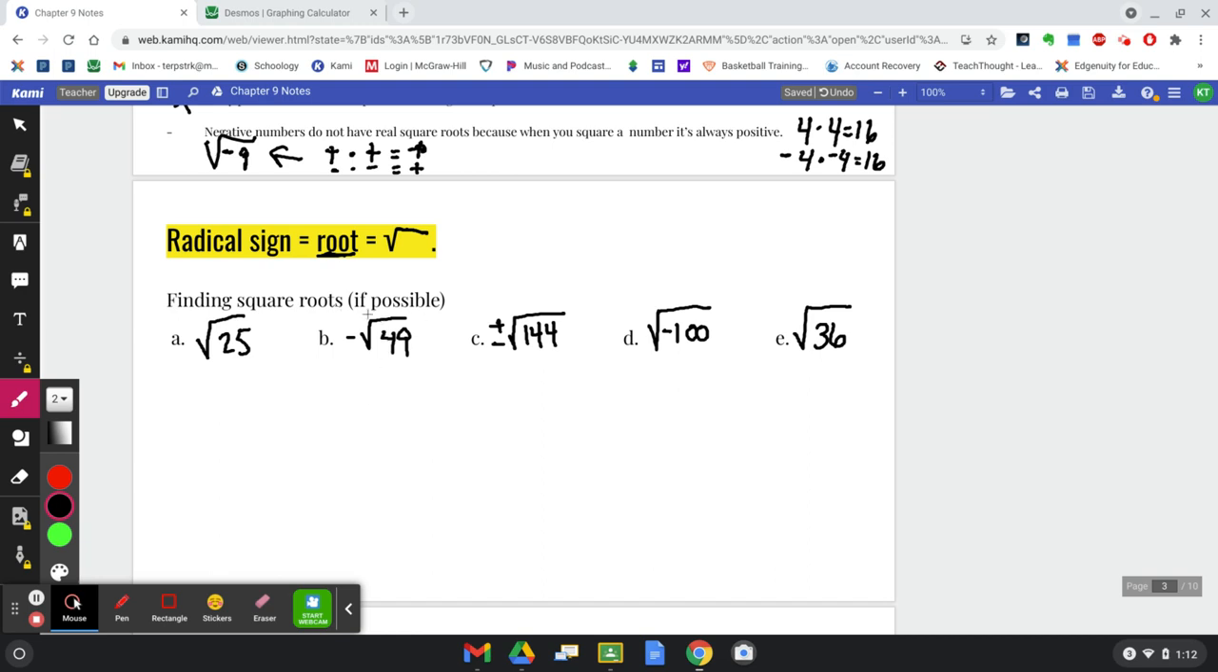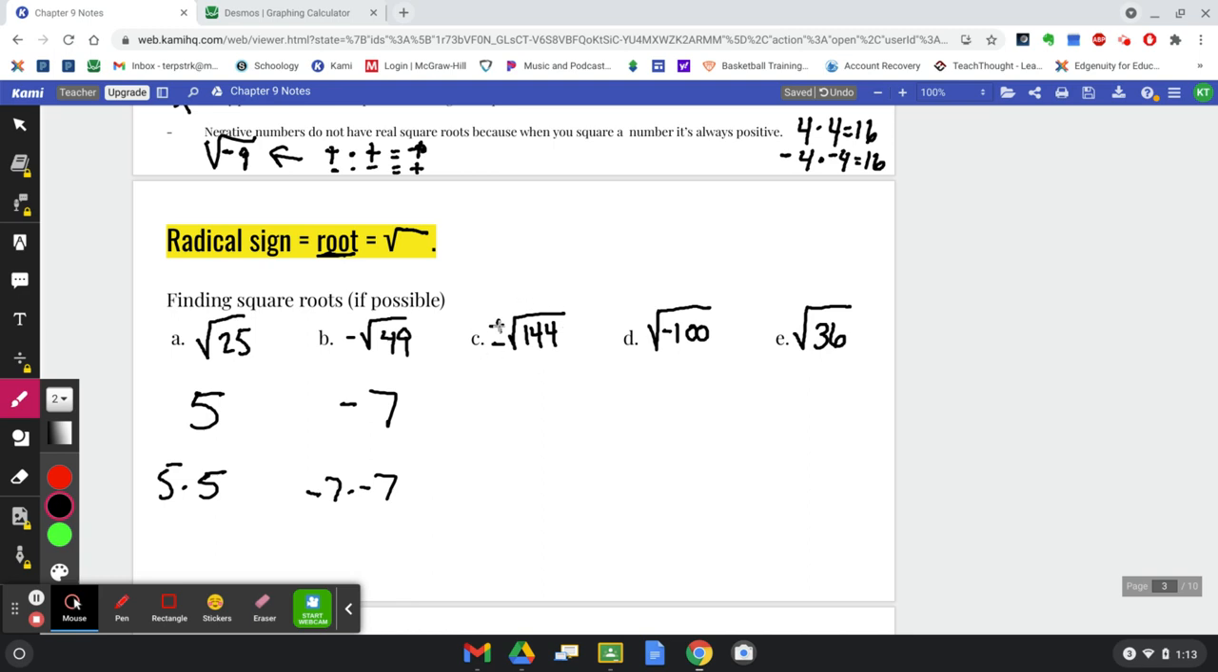And it says "if possible," right? We'll look at what is not possible to find a root of. So here, this is implying the positive root of 25. So what times itself is 25? The answer is 5. Here, it wants the negative root of 49, and that would be -7, because -7 times -7 gives me positive 49. Similar here, 5 times 5 is 25.